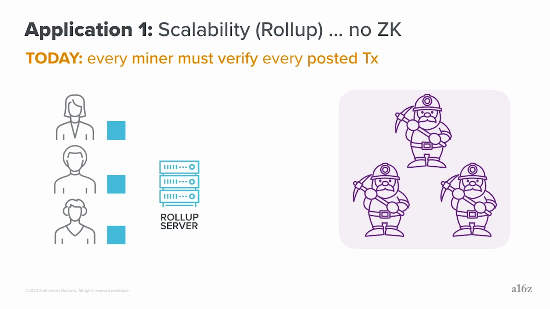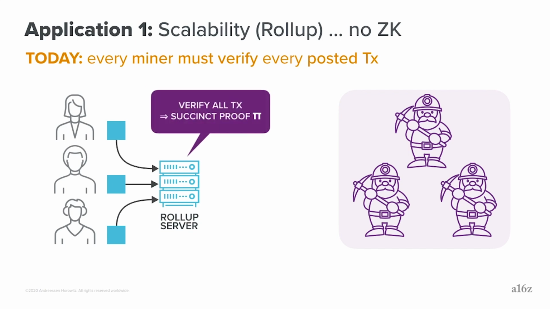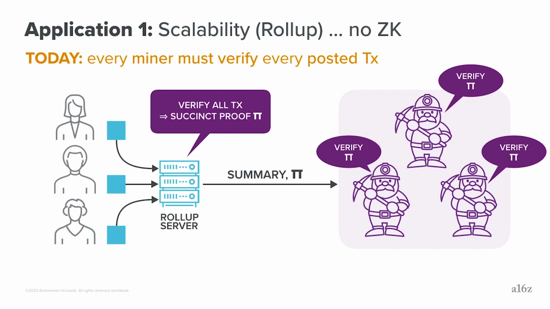And then instead of sending the transactions to the miners, all the users are going to send the transactions to the Rollup server. What the Rollup server is going to do is verify that these transactions are valid. So it's going to verify all the signatures, verify all the account balances. All the checks are going to be done over in the Rollup server. And then the Rollup server is going to generate a snark proof that all the transactions are valid. Okay?